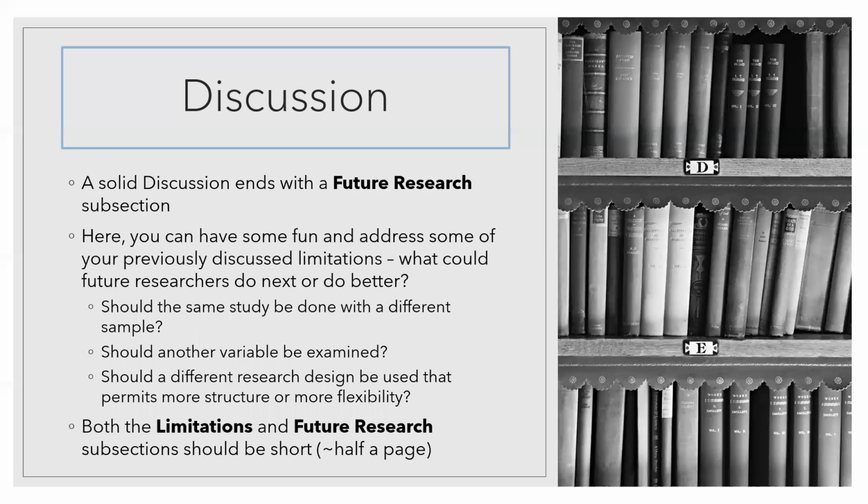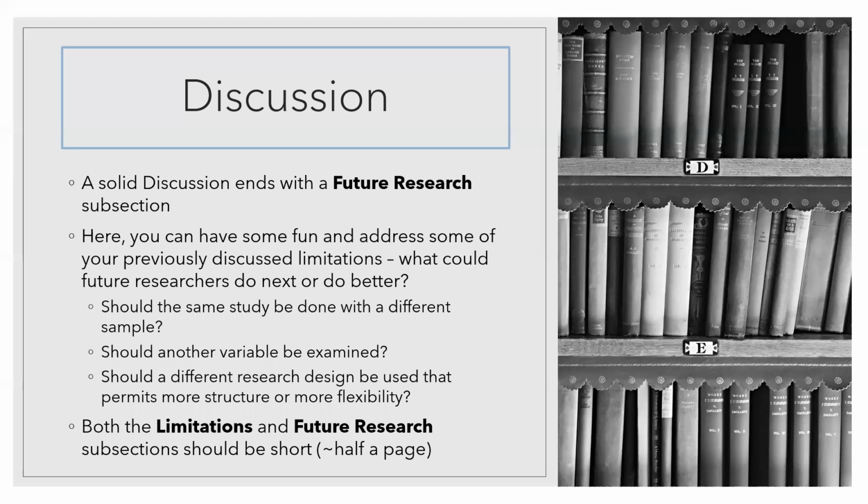And lastly, a solid discussion section ends with a future research subsection. Here you can have some fun and address some of your previously discussed limitations. What could future researchers do next, or do better, or both? Should the same study be done with a different sample? Should another variable be examined? Should a different research design be used that permits more structure, or conversely more flexibility?